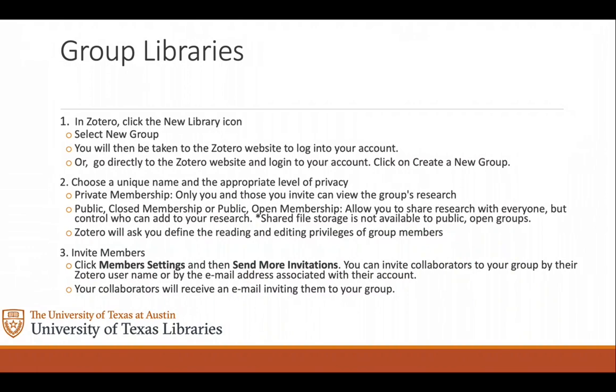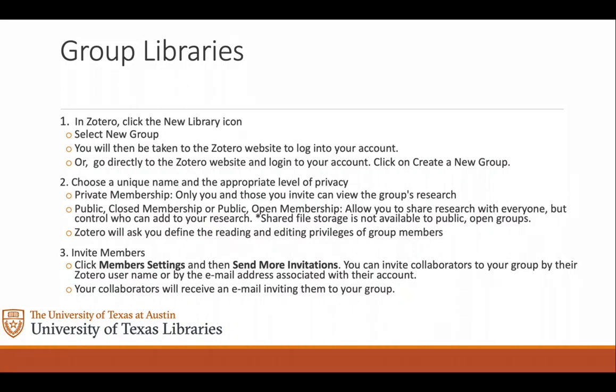And so in Zotero, you'll go and select a new group, and then you'll have to log into your account, and then you click on Create New Group. So from here, you want to choose a specific name, and the level of privacy. If it's private, only you and your members can see the group's research. If it's public and closed or public and open, it allows you to share the research with everyone, but only those who are part of your group can add research.